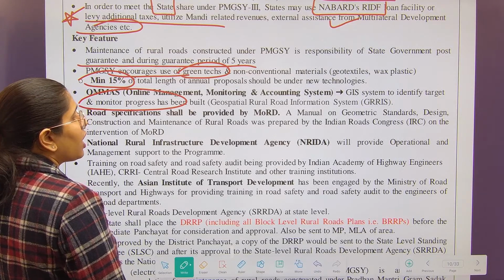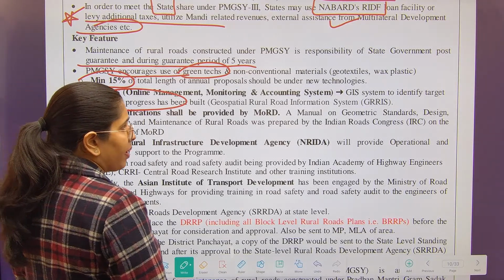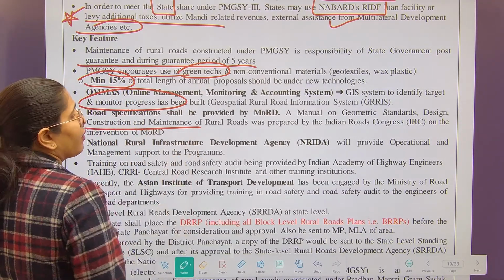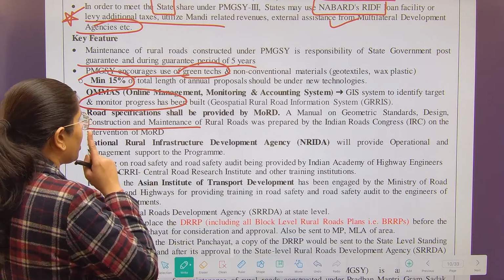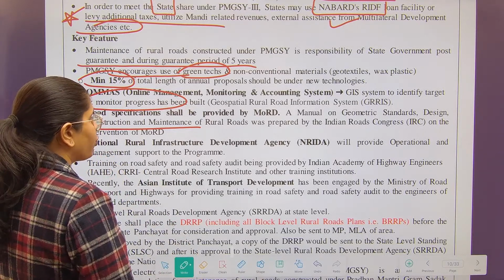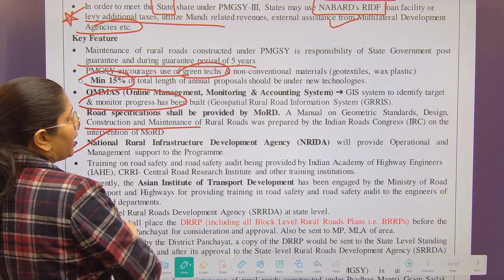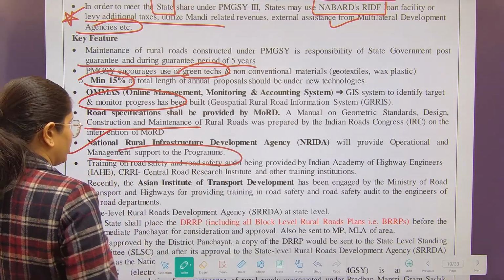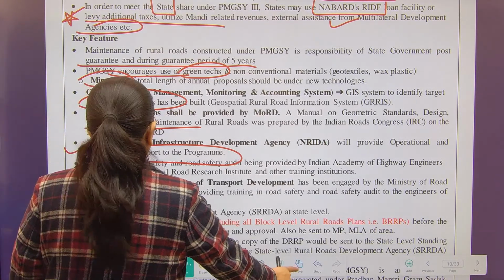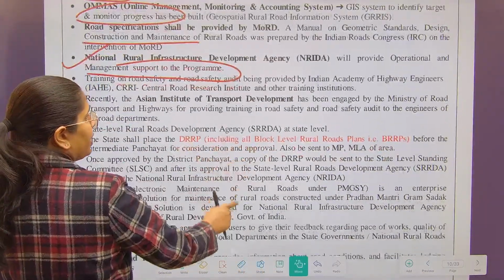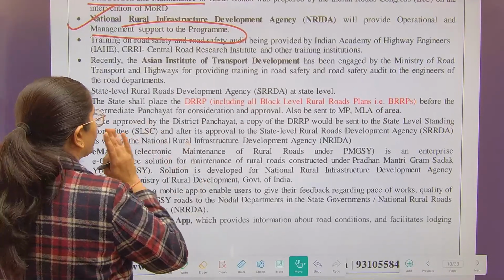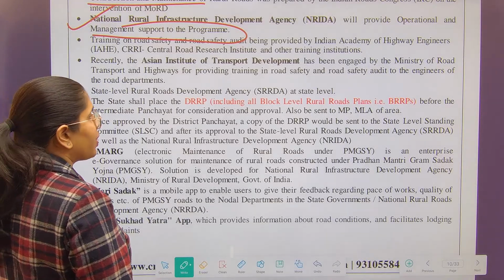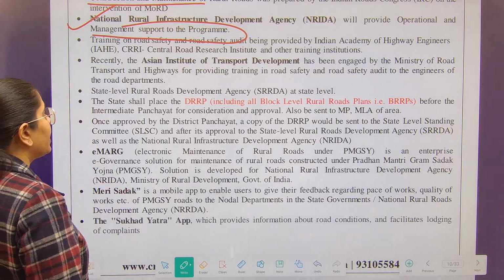Road specifications are also provided by the Ministry of Rural Development, like what the geometry should be, how the design should happen, how construction will also happen. These are all specified by the Ministry of Rural Development. The National Rural Infrastructure Development Agency will provide operational and management support to the program. The Asian Institute of Transport Development has been engaged by the Ministry of Rural Development so that they can give workshops and provide training to the engineers of the road department.